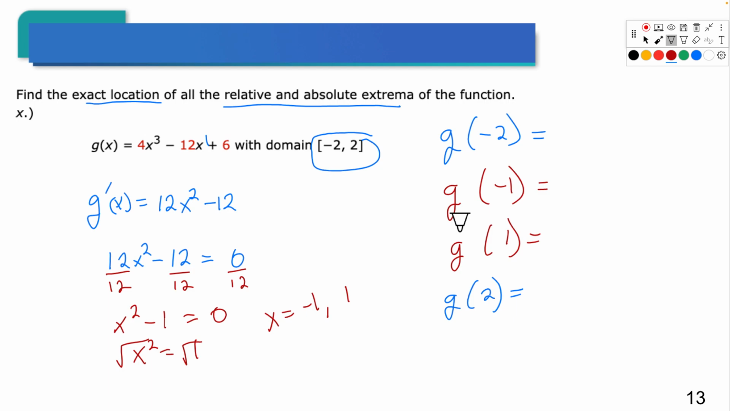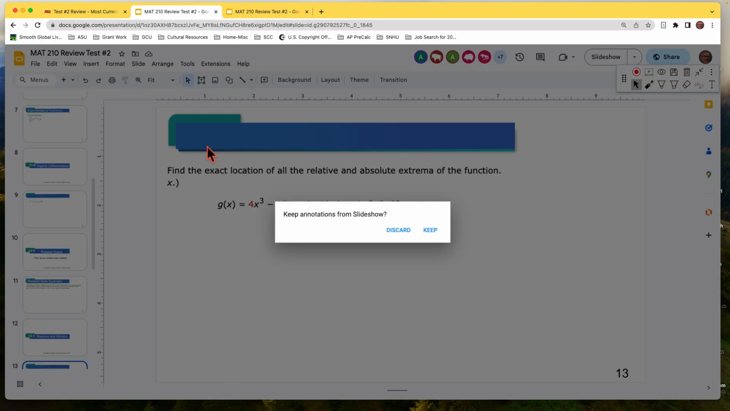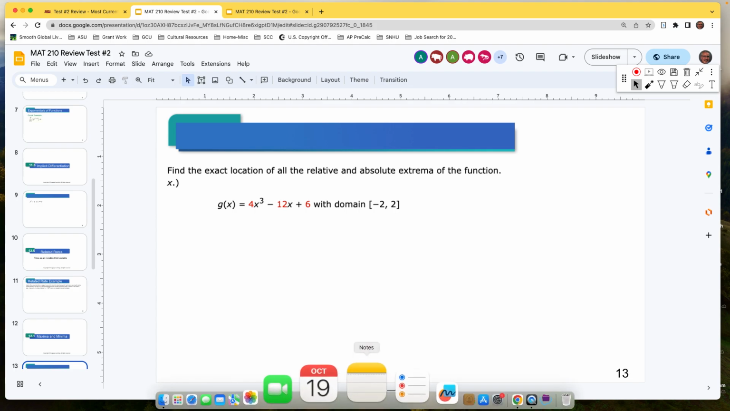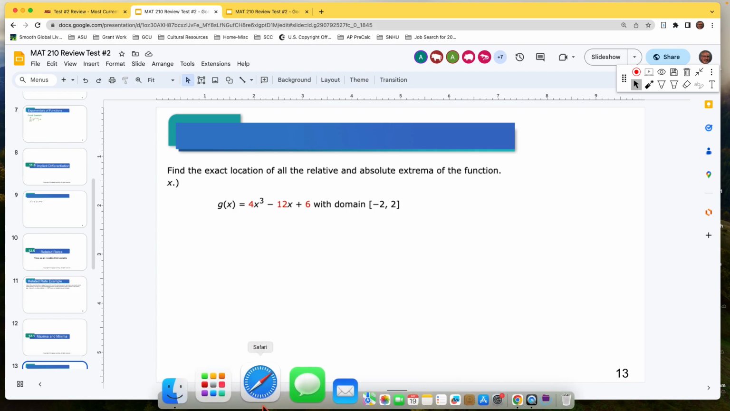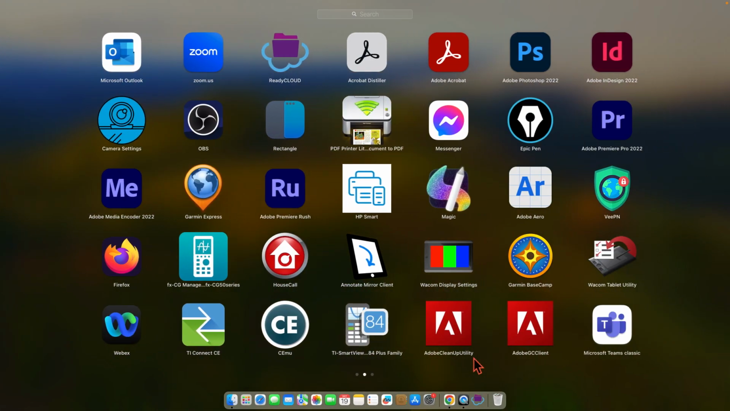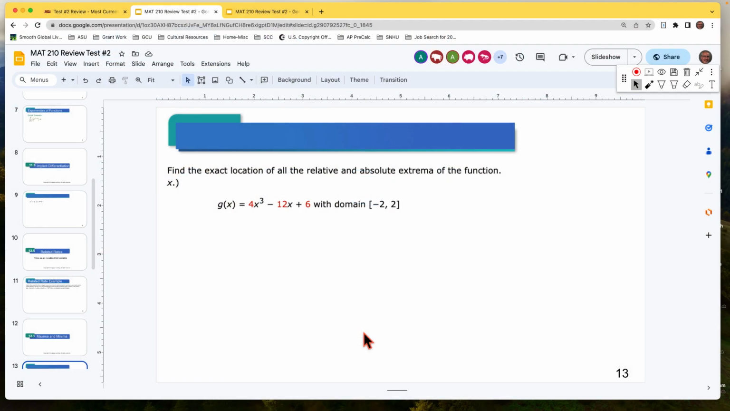The way I like to do this the best, we can plug them into the function, right? But then you're going to have to cube it, multiply by 4, do this. So what I like to do, because I'm going to do this anyway, is I'm going to look at the graph. I want to see the graph, so I'm going to go to my graphing calculator. Where's my graphing calculator? It's over here. Hopefully it opens up relatively quickly.